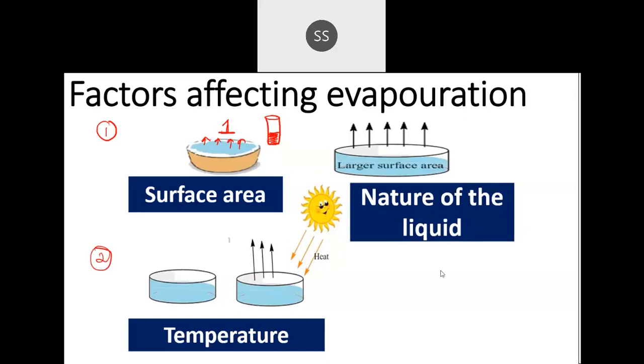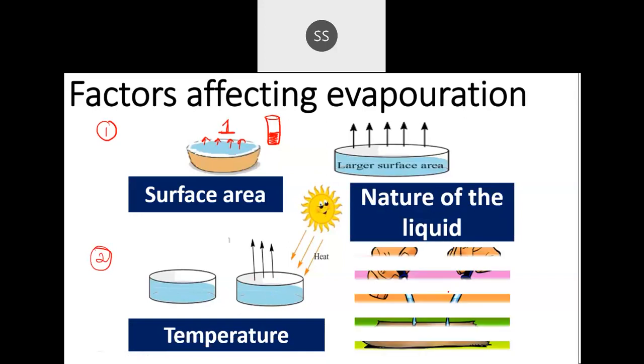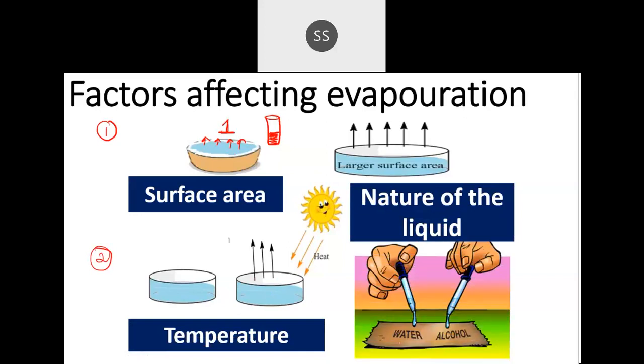Evaporation depends on the nature of the liquid. If you take water and alcohol, between water molecules there is hydrogen bonding, so the force of attraction between them is quite high. Between alcohol molecules, even though they have hydrogen bonding, the number of hydrogen bonds is less compared to water. So you will see that alcohol evaporates faster than water.